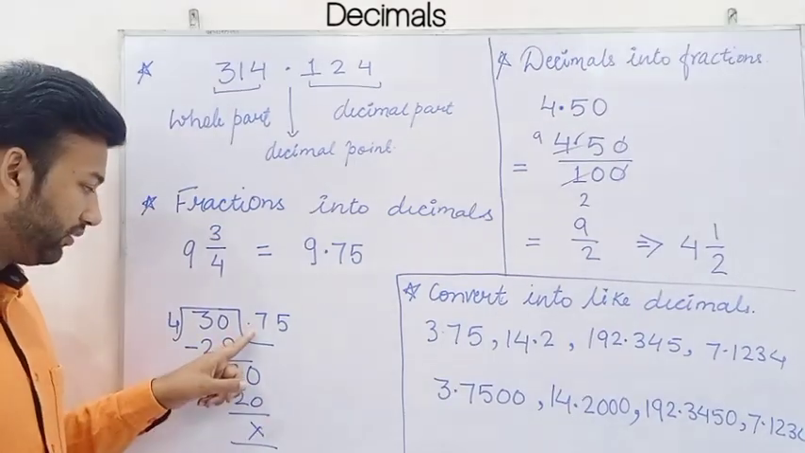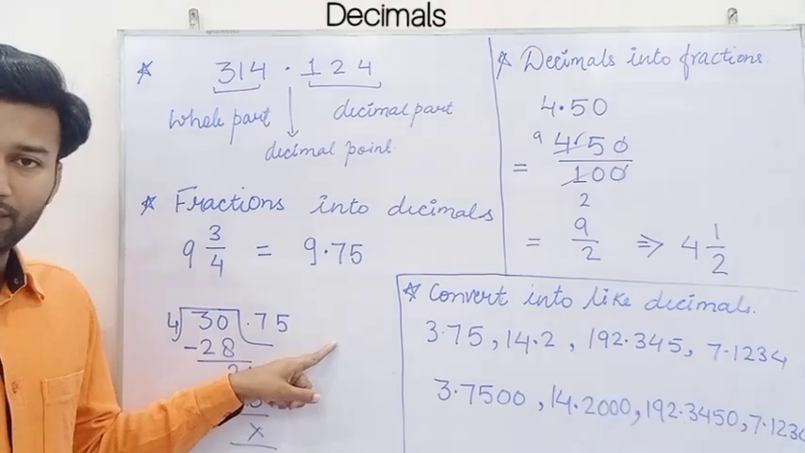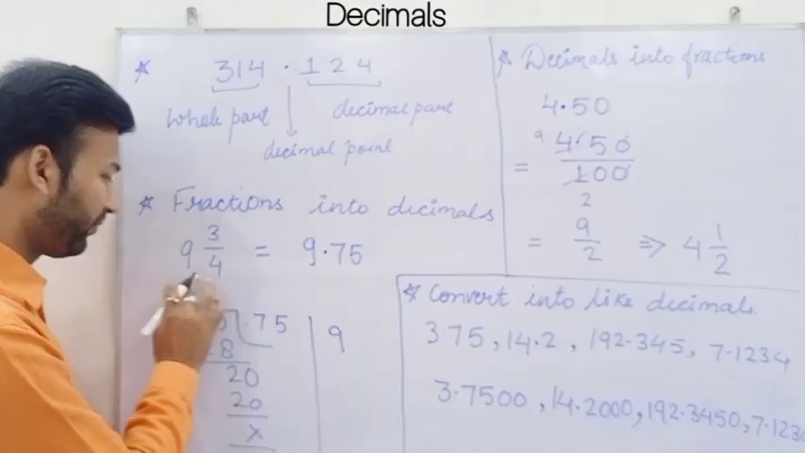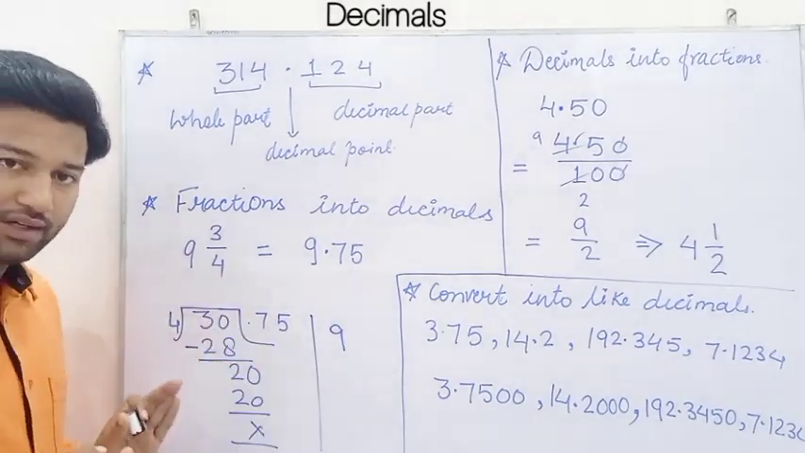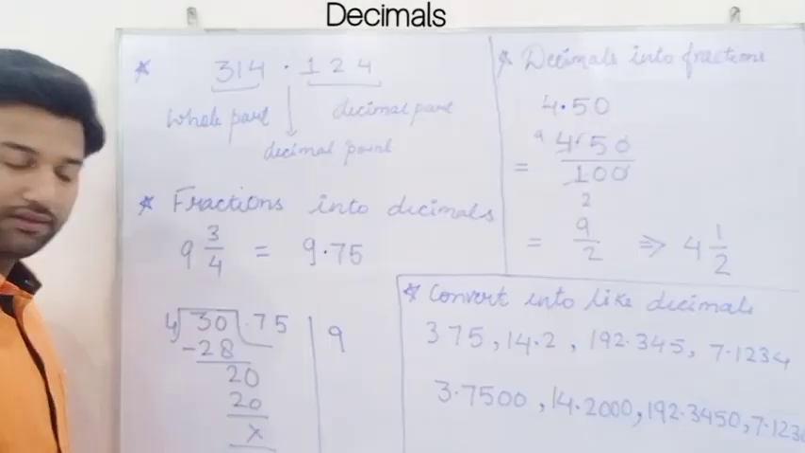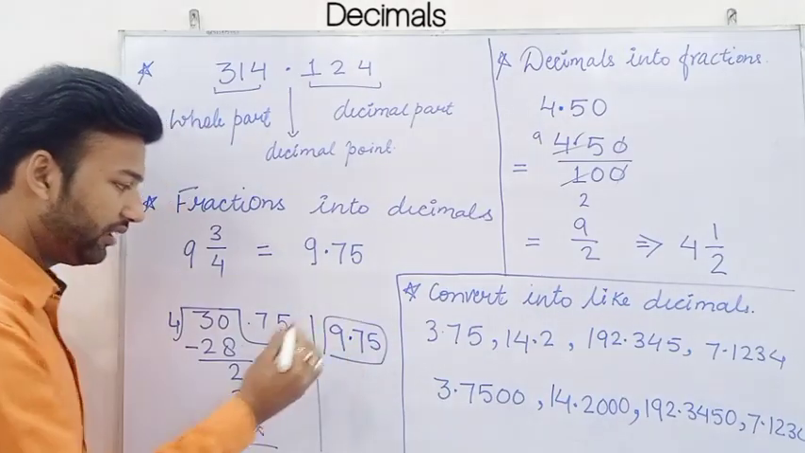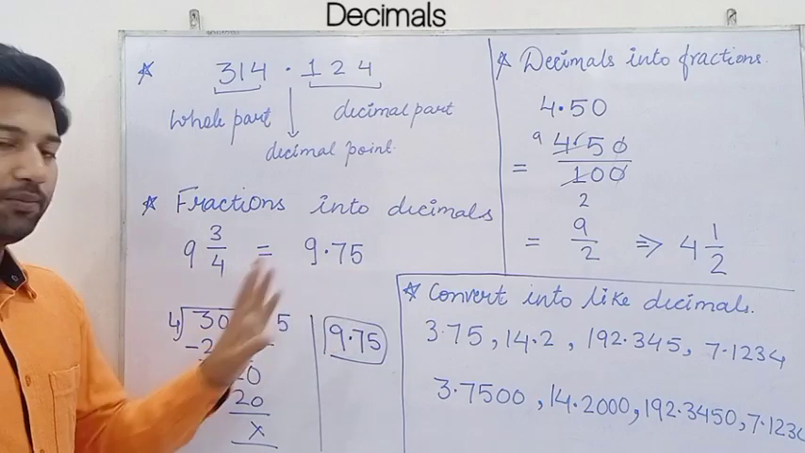This is 0.75. Now how to write? See, 9 is already here. 9 is the whole part, the whole part is already here, and the decimal part comes after it. So 9.75. This is the shortcut way to find the answer, 9.75. Okay.